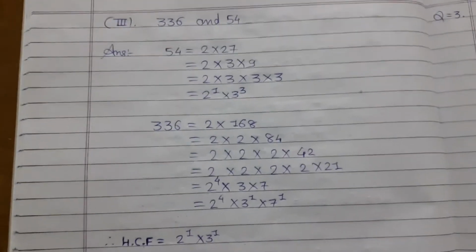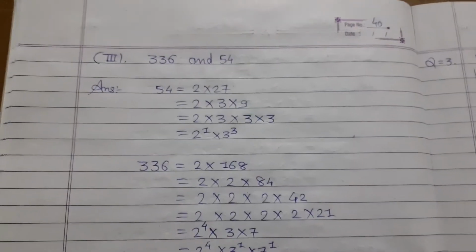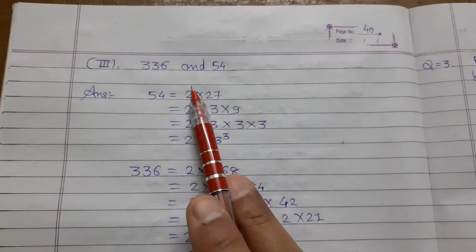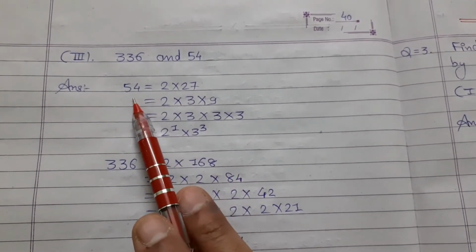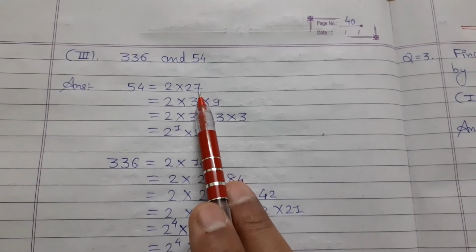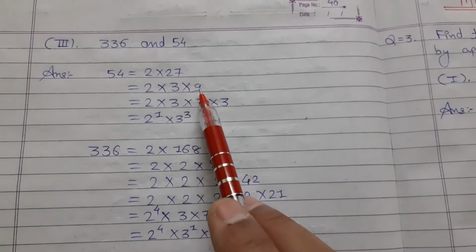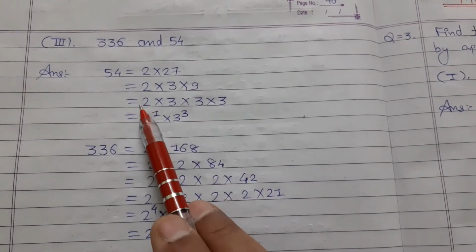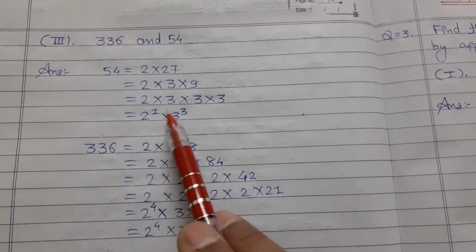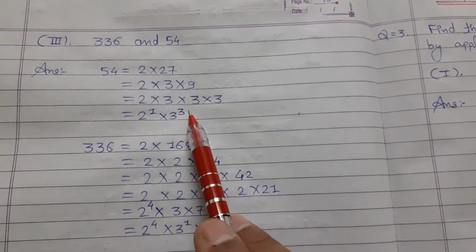Question number 3. We have been given two values, 336 and 54. Factors of 54 are 2 into 27. 27 2s are 54. Factors of 27 are 9 3s are 27. Factors of 9 are 3 into 3. So we are getting 2 1 time, therefore 2 raised to 1. 3 3 times, therefore 3 raised to 3.